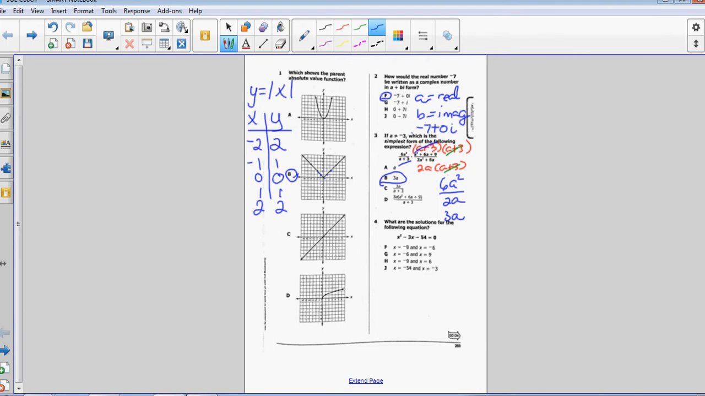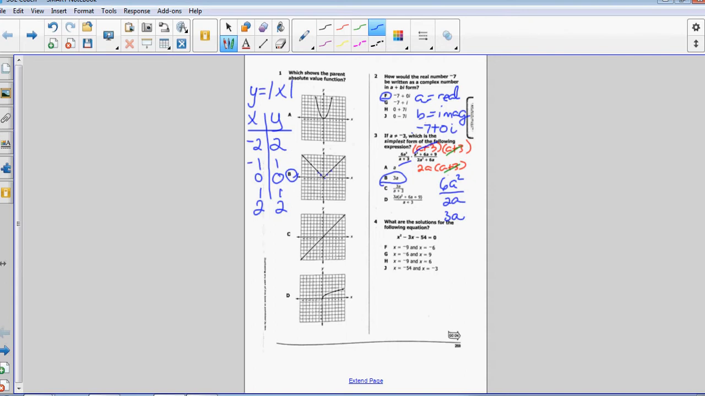In problem 4, it says, what are the solutions for the following equation? There are so many methods you could use here. You could always do quadratic formula to solve a quadratic equation. You can factor it, and also you can graph it on your calculator. For this one, it seems like factoring is the quickest, but remember, you can always graph this on the calculator and just look at the x-intercepts.